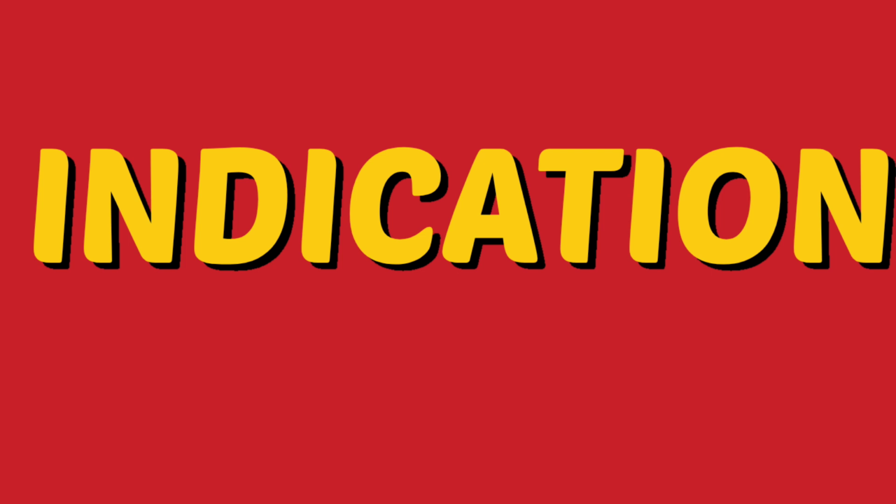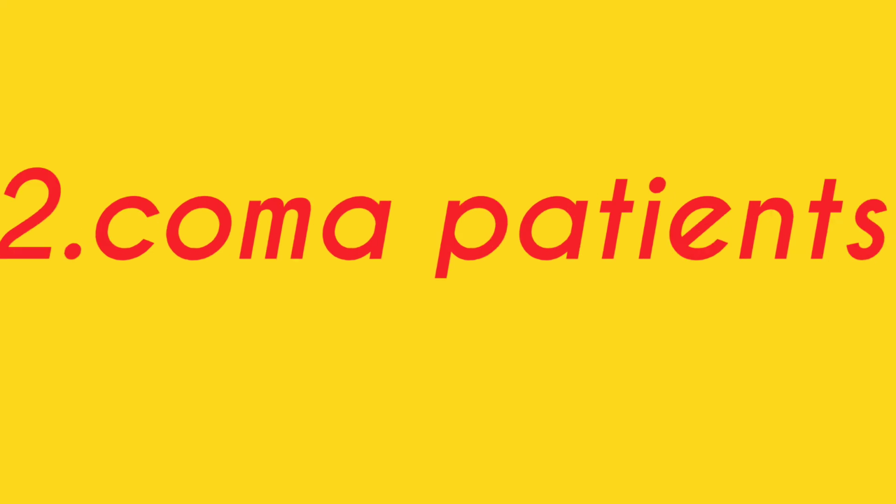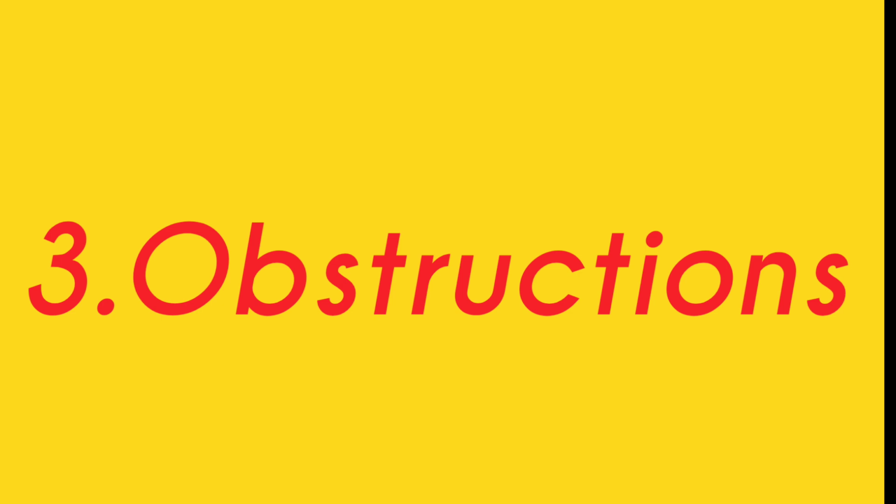Next we are seeing the indications. What are the indications? Indication means in which patients we have to do this procedure. Head and neck injury. The patient has had a head and neck injury, maybe a road traffic accident, maybe the patient fell down. Like that, any injury in the head and neck, we can provide nasogastric feeding. Then coma patient, obstruction of the esophagus and oropharynx. If any obstruction happens in this place, we can provide nasogastric tube feeding.